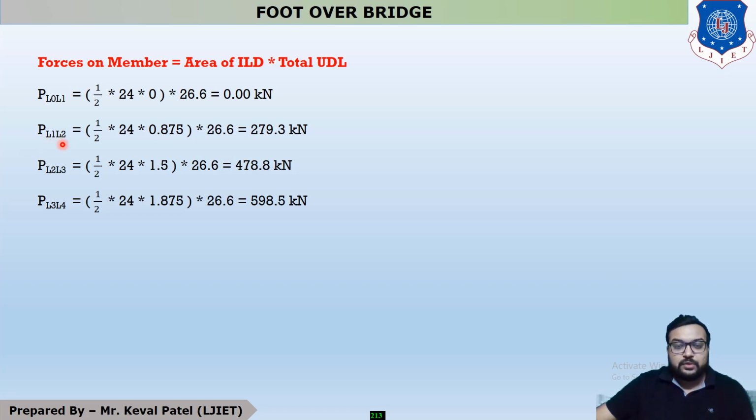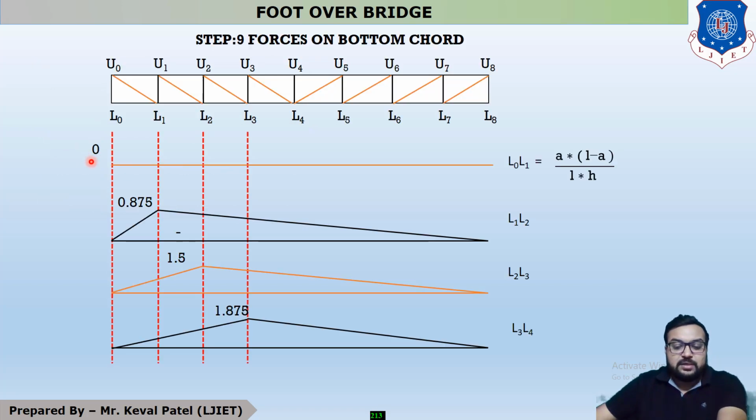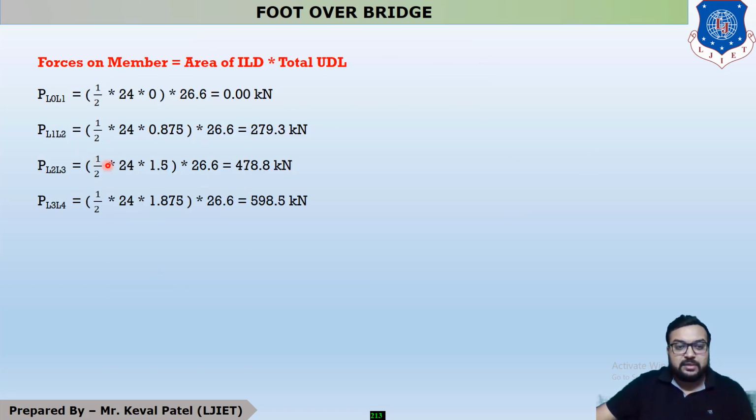Now you can see that your influence line diagram has the shape of a triangle. So what is the area of a triangle? It is 1/2 base times altitude. Now the 1/2 base means 24 meter, and the altitude means 0.875, into total UDL.